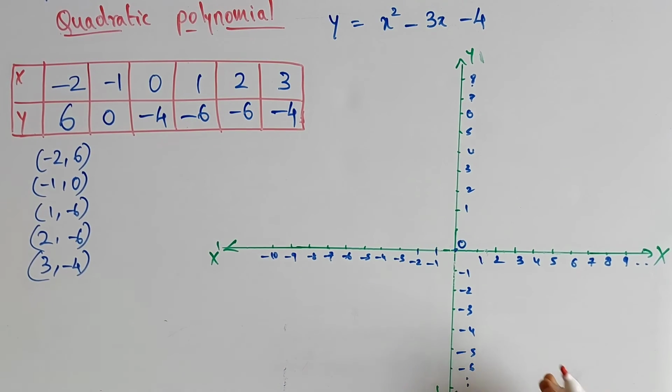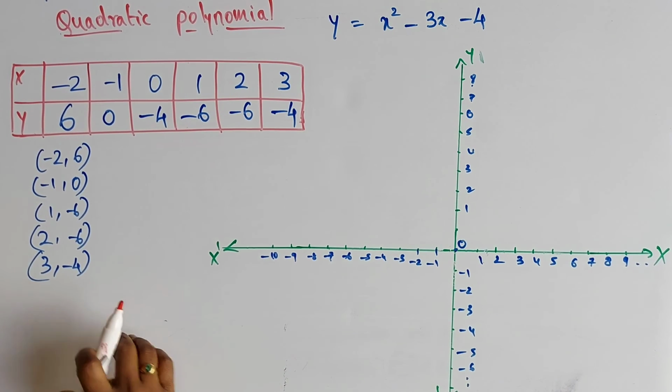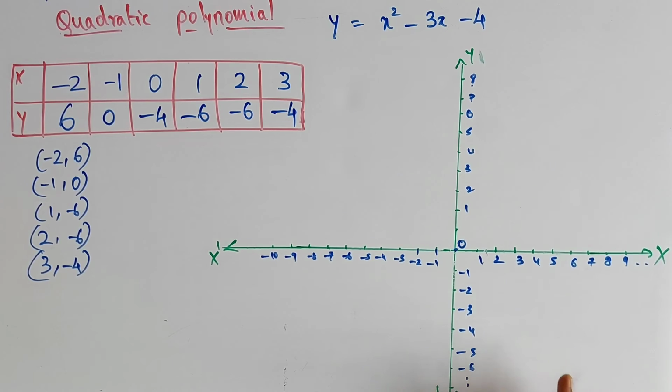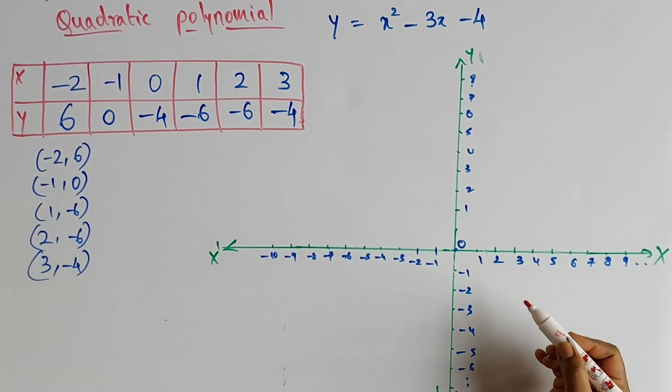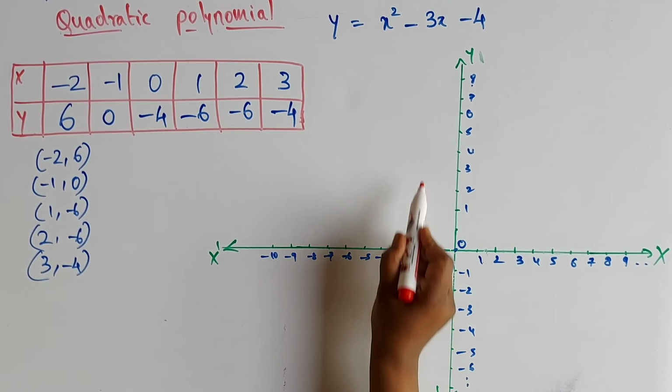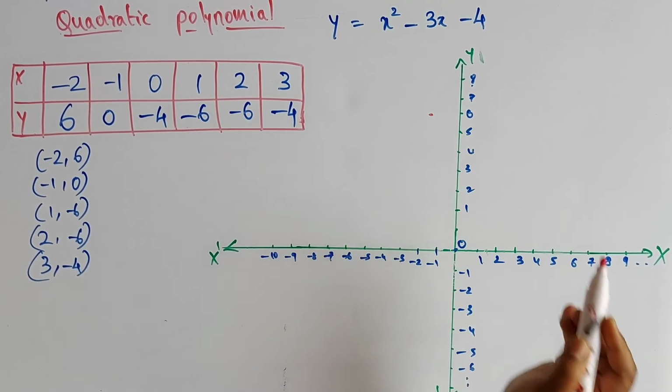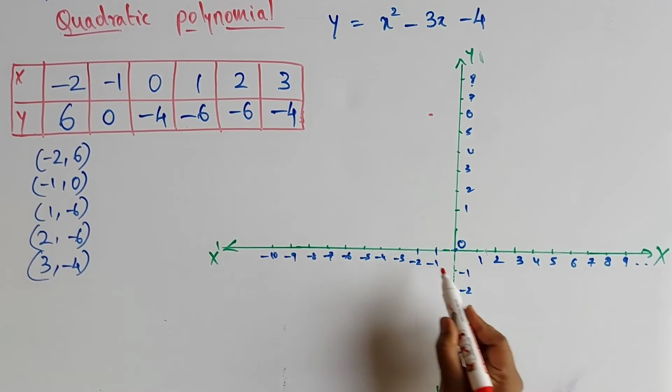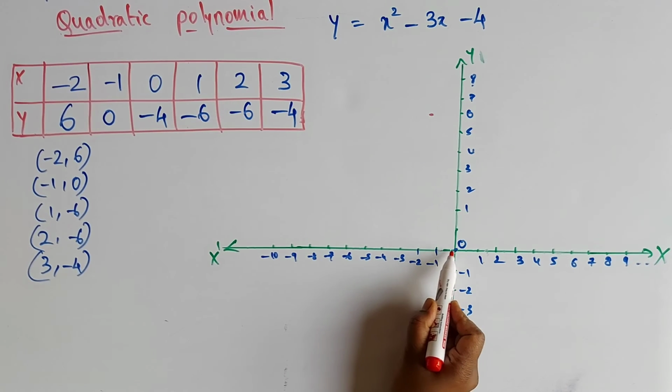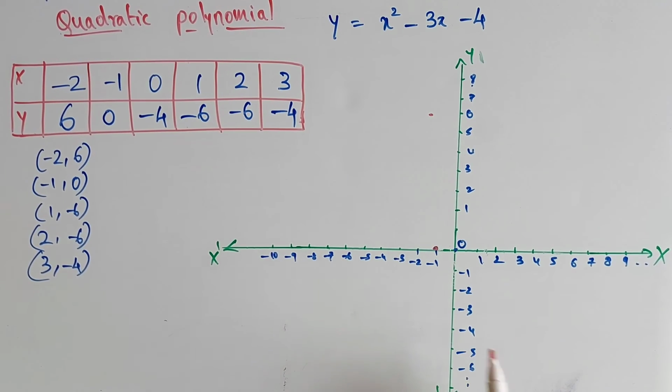But you have to use the graph sheet, children. Here I am just explaining how to represent the points on a graph. But you have to use the proper graph sheet. Correct, children? So (-2, 6): here the x value is -2 and the y value is 6. (-1, 0): here the x value is -1 and the y value is 0. So here is the point.